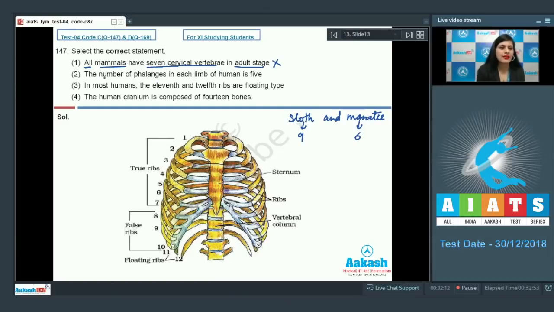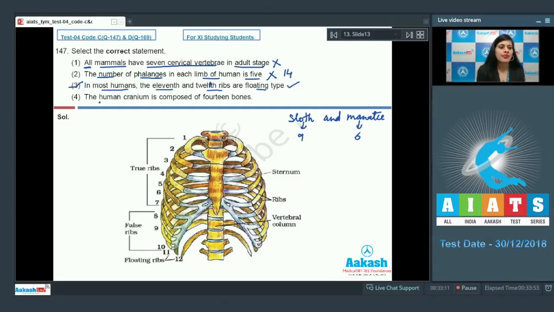The next statement given is the number of phalanges in each limb of human is 5, and this is an incorrect statement, because usually there are 14 phalanges in each limb of human. The next statement given is in most humans the 11th and 12th ribs are floating type, and as it is a correct statement, so this is a correct answer to our question. As you can see here in this diagrammatic representation of rib cage, this 11th and 12th rib are known as floating ribs. So this is a correct answer to our question.